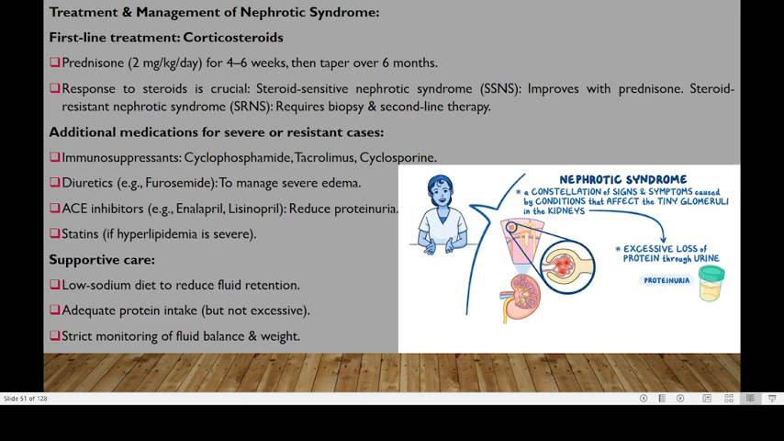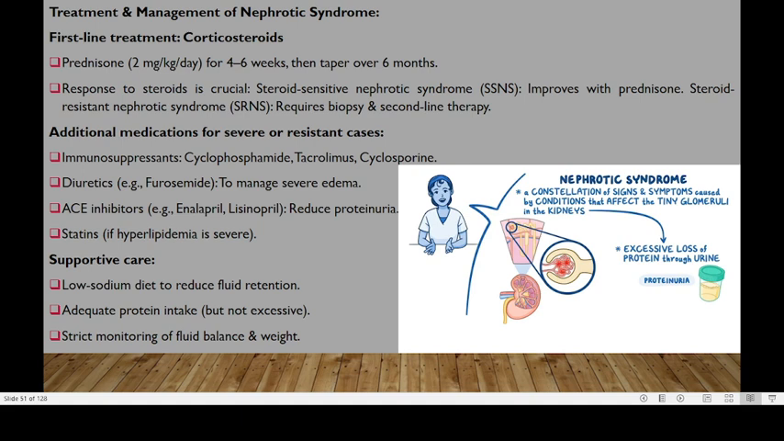Response to steroids is crucial. So steroid sensitive nephrotic syndrome will improve with prednisolone, and steroid resistant nephrotic syndrome, this one requires biopsy and second line therapy. Additional medication for severe or resistant cases, we have the use of immunosuppressants like cyclophosphamide, tacrolimus, and cyclosporine. We also have the use of diuretics like furosemide, the Lasix, to manage severe edema.